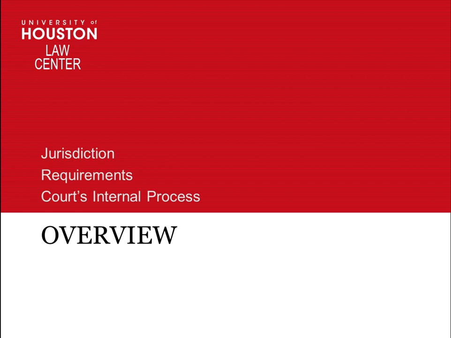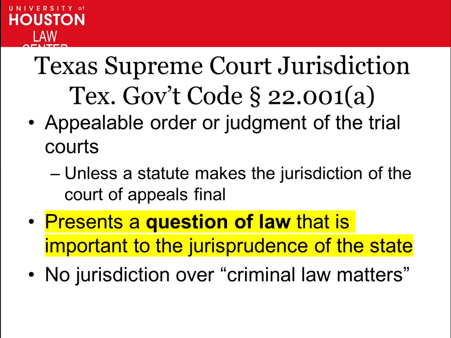So first, jurisdiction. There is a separate section required in a petition for review where you need to address the basis for the court's jurisdiction. That means you need to be citing Texas Government Code Section 22.001(a). That is the statute that establishes the court's jurisdiction.